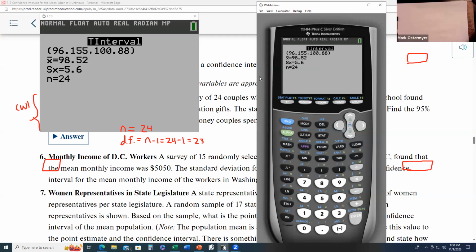And there's your 95% confidence interval. So we are 95% confident that the average amount that all parents in the entire population spent on their graduating child was between $96.16 and $100.88. Okay, and we're 95% confident in saying that. Did anybody get that confidence interval there using the t-interval function?